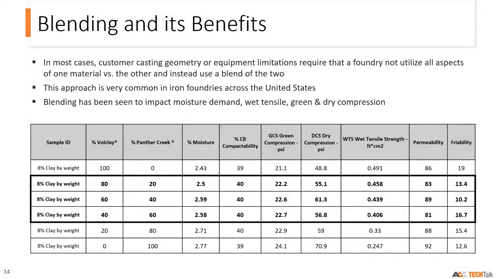What we are doing here, in summary, is trying to capitalize on the properties best displayed by each clay type and find the ideal ratio for the foundry where it is being used. If you concentrate on the heavy black bar there, you'll see that the 80-20, 60-40, and 40-60 blends create that sweet spot, if you will, for most of the foundries in the United States of America.